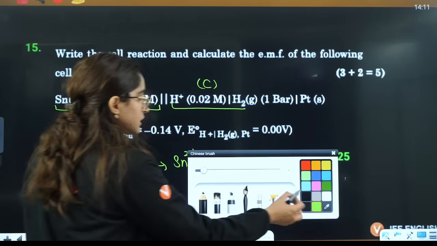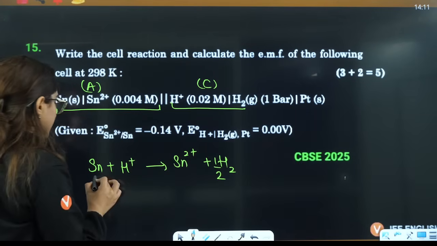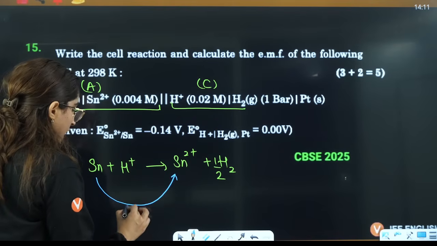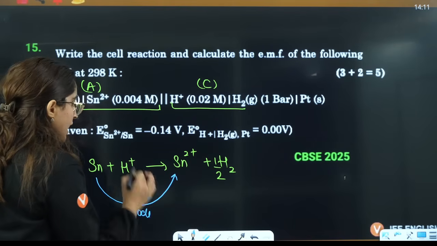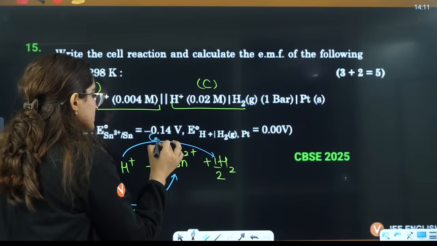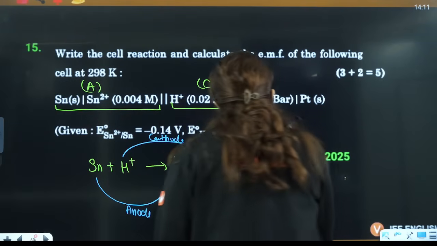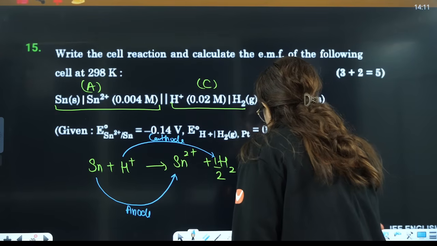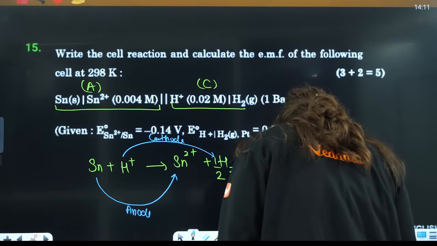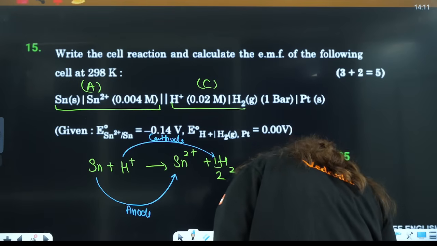Now, here in this case, oxidation is happening, that means anode, and this is reduction, that means cathode. Now, I will always use E naught cell value as E naught of cathode minus anode, right? Okay?